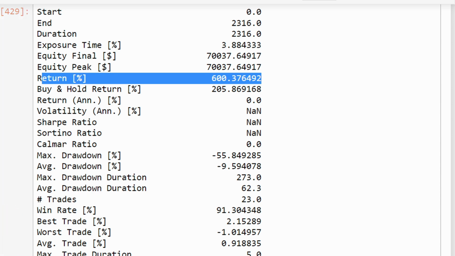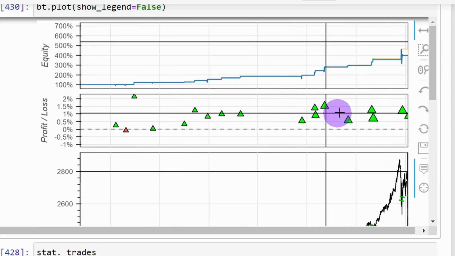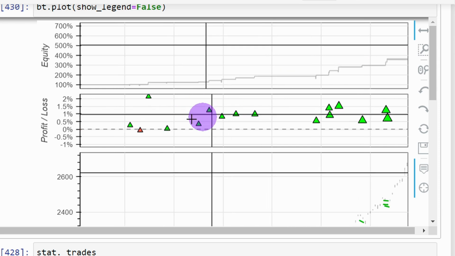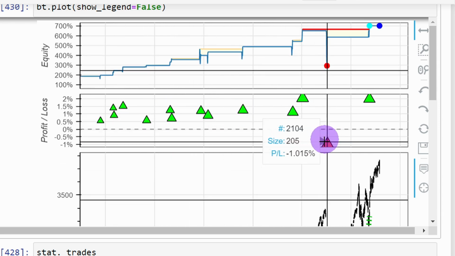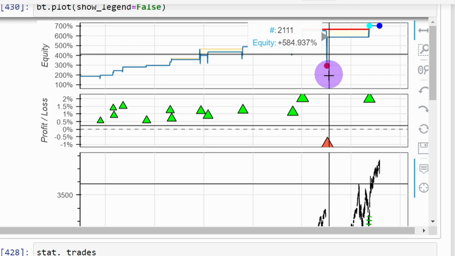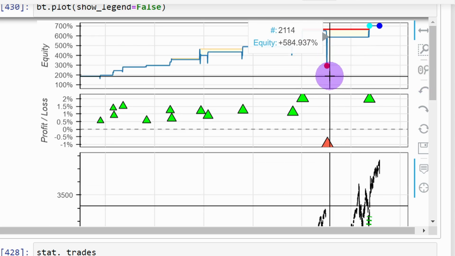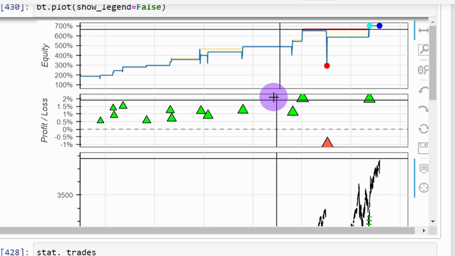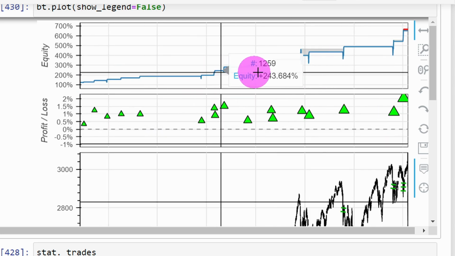We can take a look at the chart and we can see that most of our trades are winning trades. So we have one losing trade here and another big losing trade right here. This is the maximum drawdown. This is something apparently exceptional that happened once every 10 years. At the same time, we see that the equity is constantly increasing, which is a very good sign.